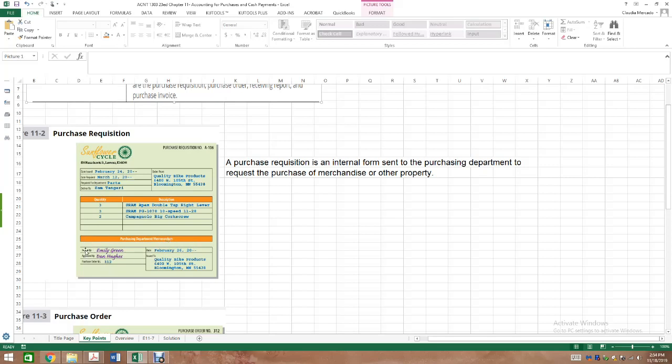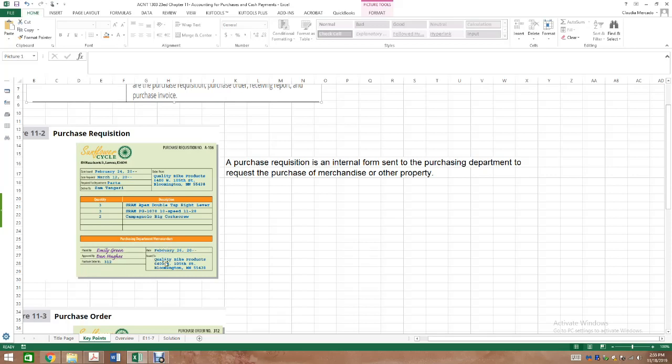So here is the person that is actually placing the order. Emily Green is placing the order. The order was approved by Dan Hughes, and they've assigned a purchase order number 312. This is a good way to tie your purchase requisition to a purchase order. A purchase requisition is an internal document. A purchase order is an actual document that's sent out to the vendor. That way I can track it.